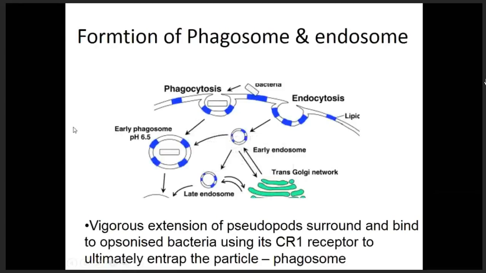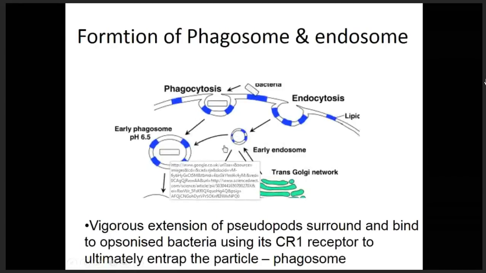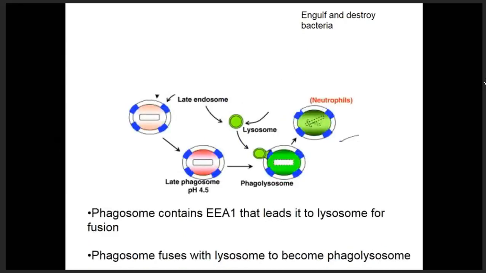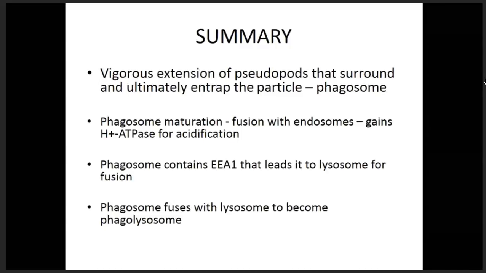At that point, you get an early phagosome. The phagosome then fuses with an endosome loaded with proton pumps. And the proton pump enables acidification of the phagosome. And in the late phagosome, the pH is around 4.5. At that point, the phagosome, which contains EEA1, is led towards the lysosome, which subsequently fuses. Once a phagosome fuses with a lysosome, it becomes a phagolysosome. So that's a summary of the initial process within the cell of phagocytosis.